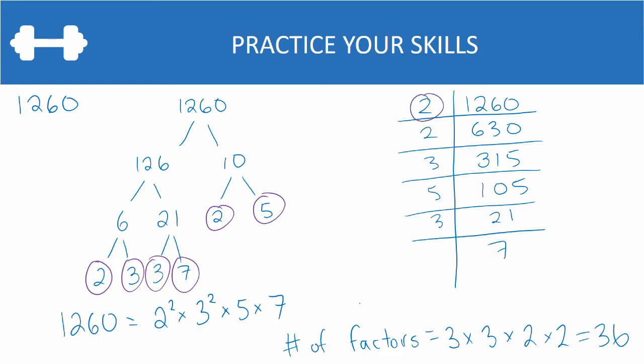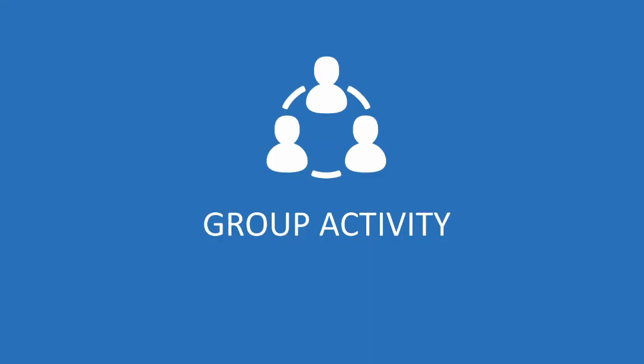And so now that I've ended with a prime in my repeated division, I can circle all the numbers in the left column and the 7 at the bottom, and those numbers make up my prime factorization for 1,260. All right, now it's time for a group activity.